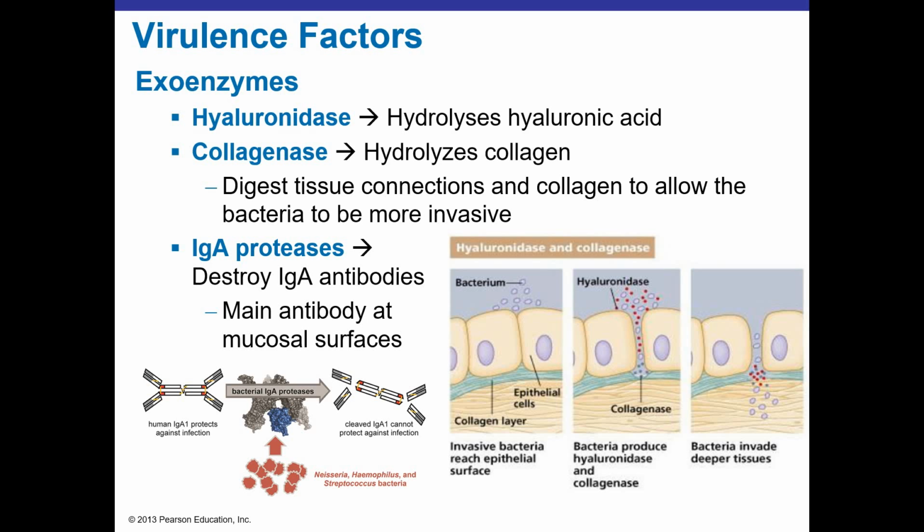Some pathogens also make things like IgA proteases. These proteases specifically destroy a certain type of antibody, what's referred to as immunoglobulin A. This is the main antibody that is found at all mucosal surfaces. So things like Neisseria, Haemophilus, and Streptococcus, they make these IgA proteases that digest the antibody so it's no longer effective.